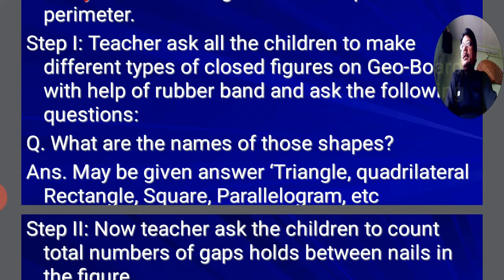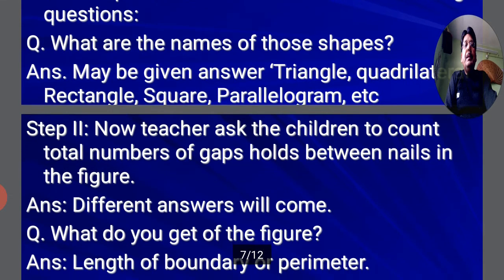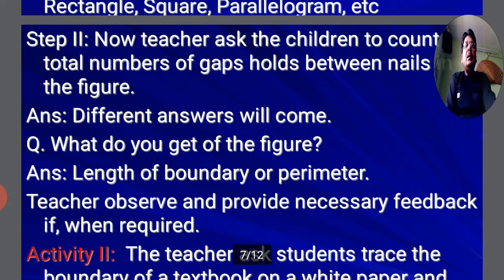Okay, next step, what is the duty of the teacher? The teacher asks the children to count the total number of gaps between the nails in the figure. Then different answers come from the children. Then again the teacher asks, what do you get of the figure? The answer is the length of the boundary, or the perimeter of the shape or figure. The teacher observes and provides necessary feedback when required.